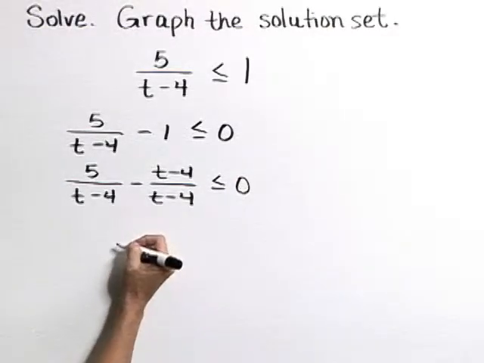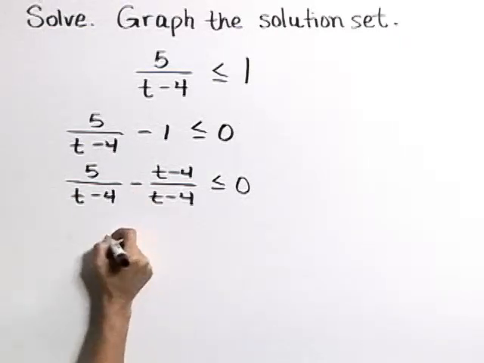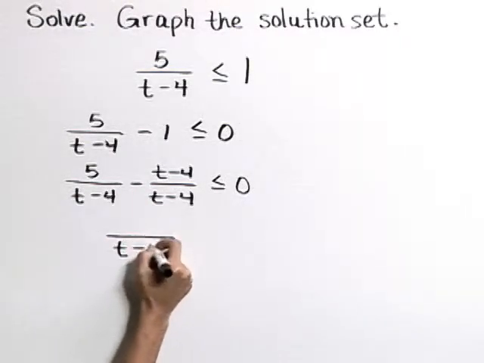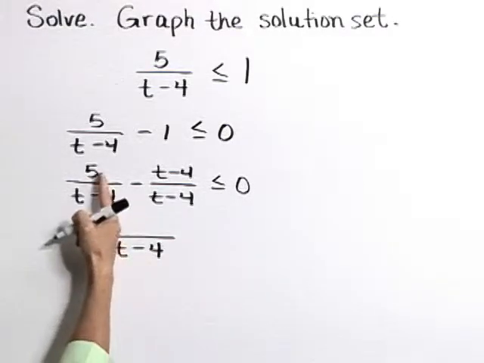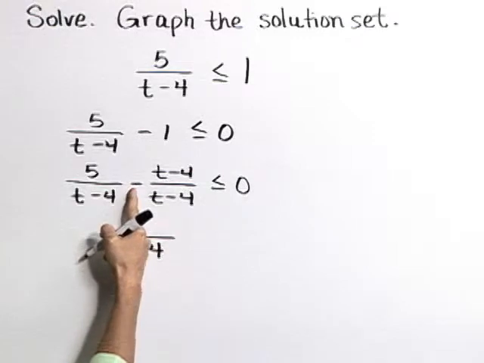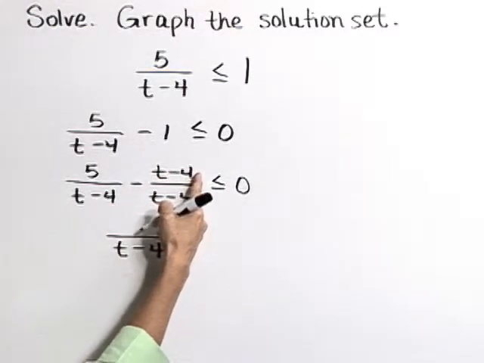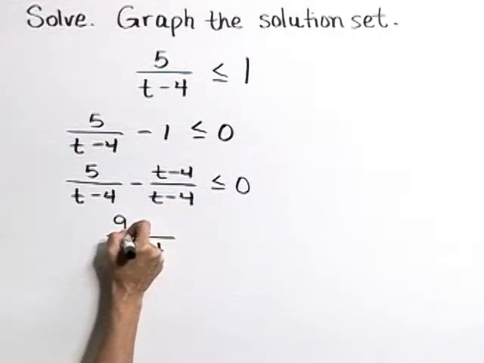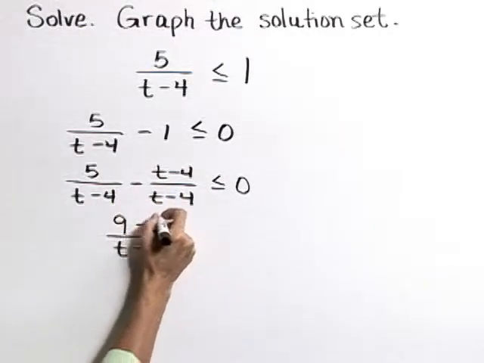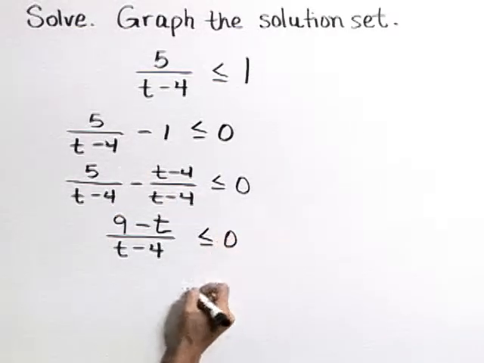Now let's combine our numerator terms and watch your sign very carefully. The denominator is t minus 4. In the numerator, we're going to have a 5 minus t plus 4. Well, 5 plus that 4 is 9. And we'll also have a minus t. Watch your signs very closely there.